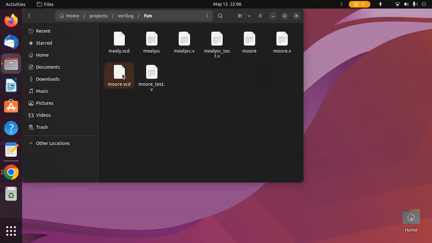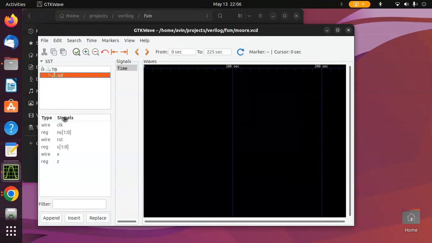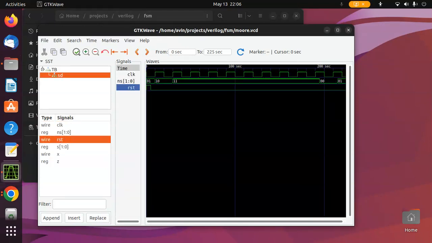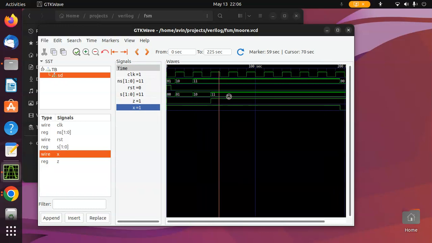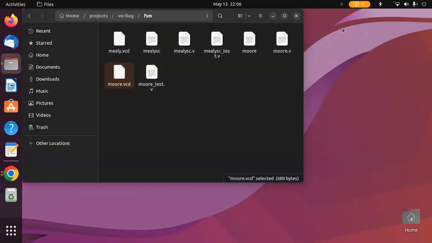So when you take the GTKWave waveform, a similar thing you can observe here, right? See, the output remains 1 even though, see this condition, even though input is 0, the output remains 1 because the present state is 1 1. Okay, that's the difference between Mealy circuit and Moore circuit. Okay, that's the end of this section. Thank you.